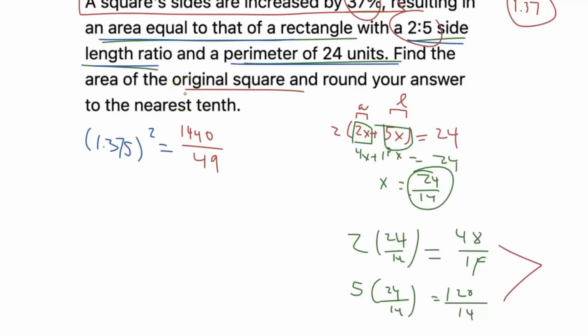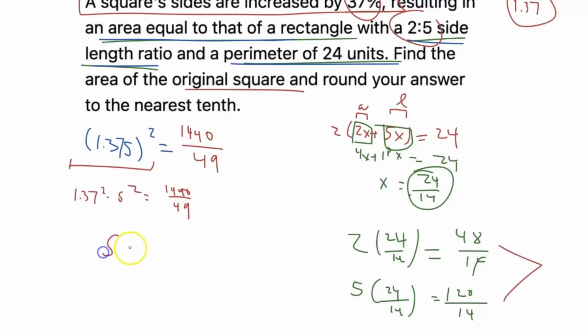And so because s represents the original side length, we want to find s squared, because side times side equals the area of the original square. So this expression, 1.37s squared, is the same thing as 1.37 squared times s squared equals 1,040 over 49. I'm going to save a couple steps, divide both sides by 1.37 squared, and then we have our answer.